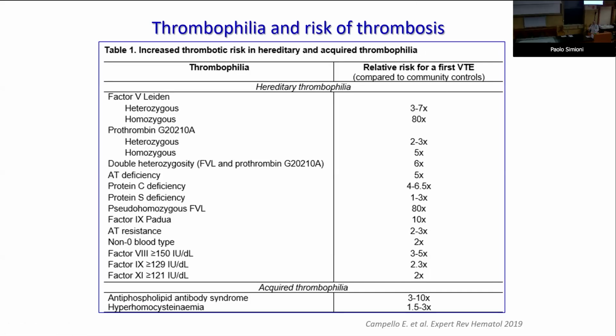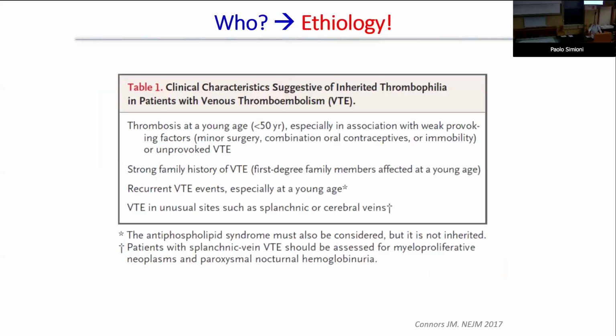But what we do in general is consider thrombophilia as the same thing, regardless of the type of thrombophilia present in that particular patient. So this is something that sometimes gets you in trouble because you have a bad estimation of the real risk of thrombosis in these patients. So who are these patients? These patients are, as I told you, young patients mainly with a strong family history of venous thromboembolism, with recurrent thrombosis or thrombosis in unusual sites.